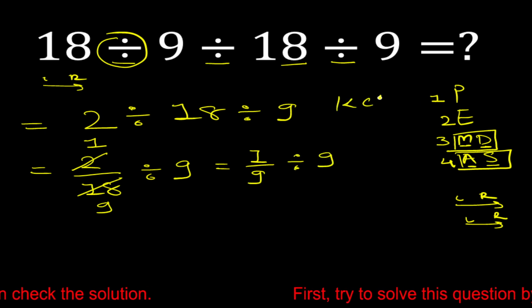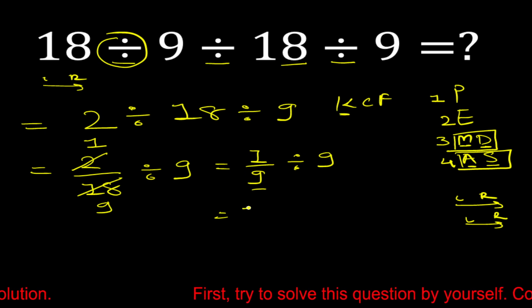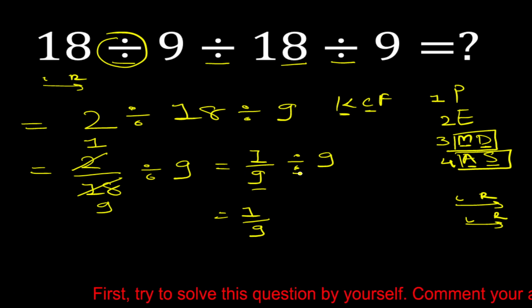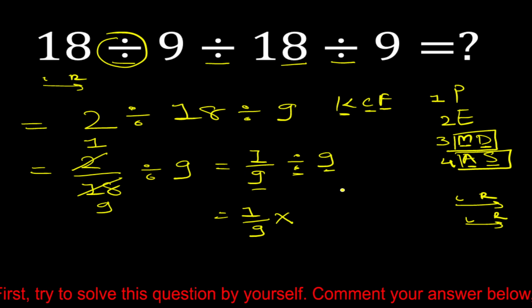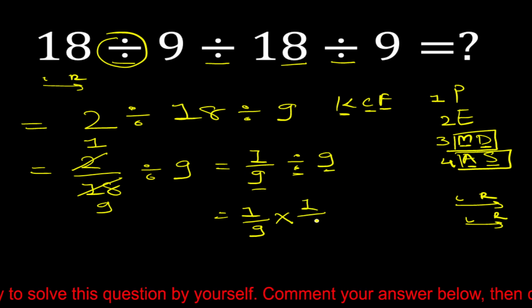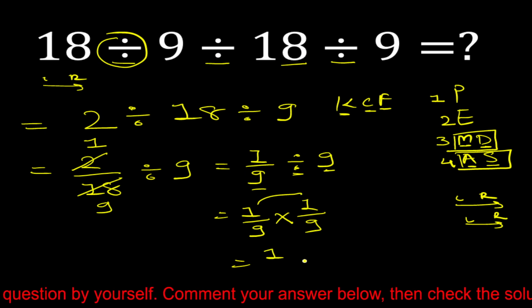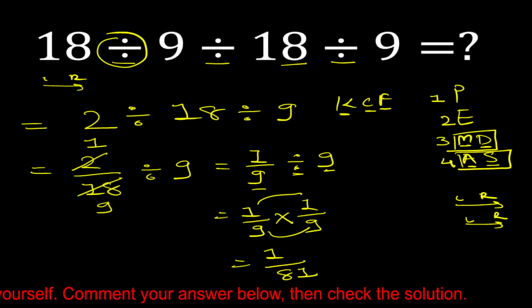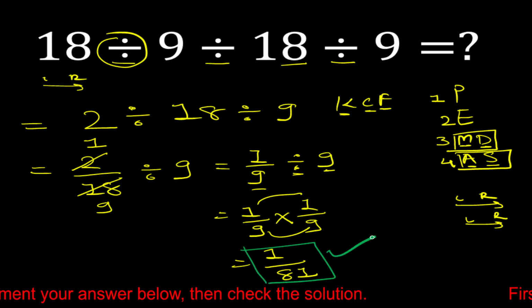Now according to the KCF rule, K means keep the first fraction 1 by 9 as it is. C means change the sign from division to multiplication. And F means flip the last fraction: 9 becomes 1 by 9. Okay. So 1 multiplied by 1 is equal to 1. Then 9 multiplied by 9 is equal to 81. So 1 by 81 is the correct answer.